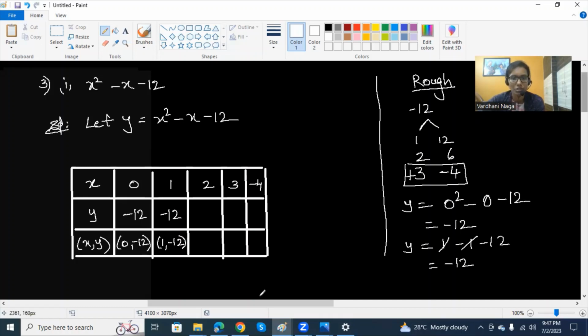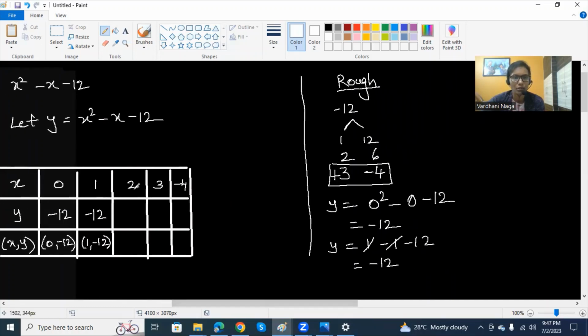Now coming to the x value 2. So if you put 2, 2 square is 4, minus 2, minus 12. See, like signs can be added and the same sign follows. So 2 plus 12 is 14. 4 minus 14 gives 10. The greater number's sign follows, so minus sign follows. So when your x value is 2, you are going to get the y value as minus 10. So your ordered pair is 2 comma minus 10.